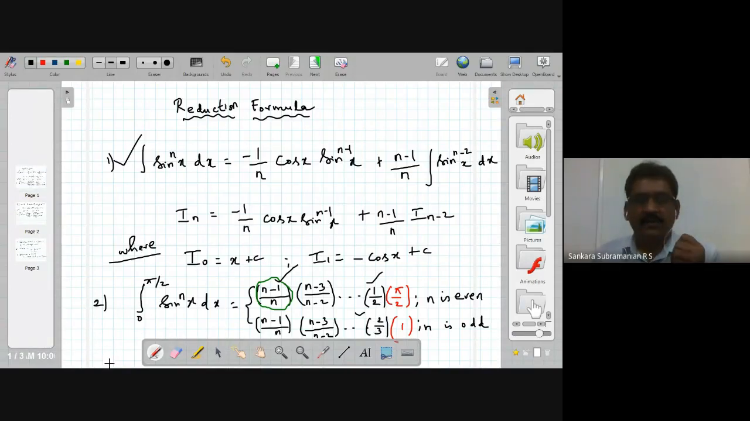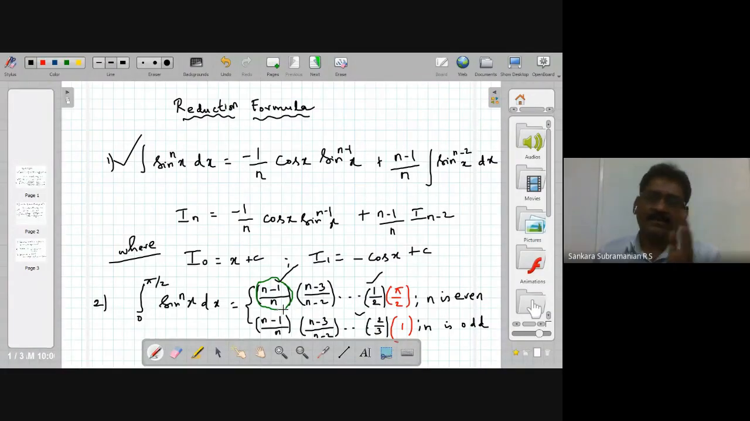So whatever may be the value for n, the positive integer n, if it is odd or even, don't worry about it. You just follow the green rule. What does the green rule say? n minus 1 by n. That is the first one.